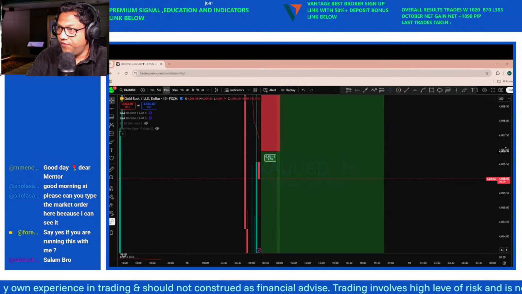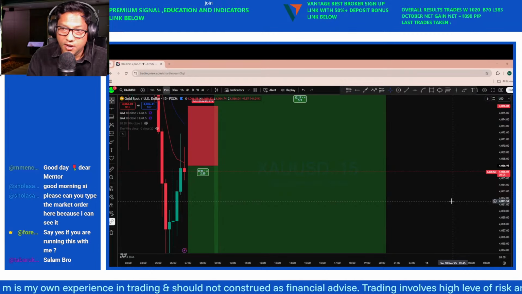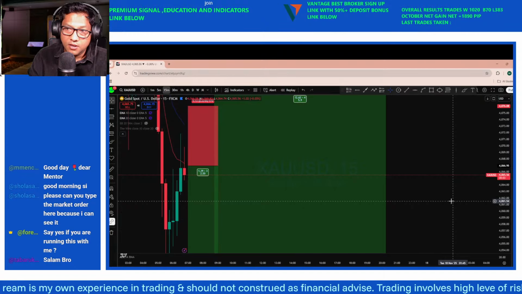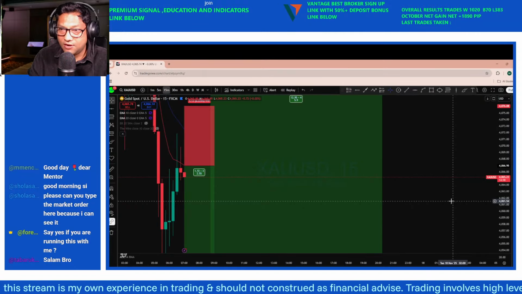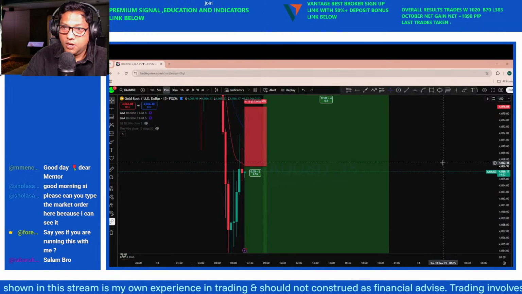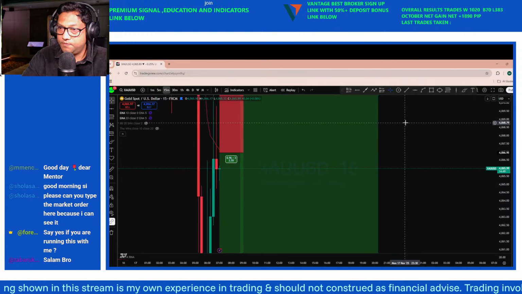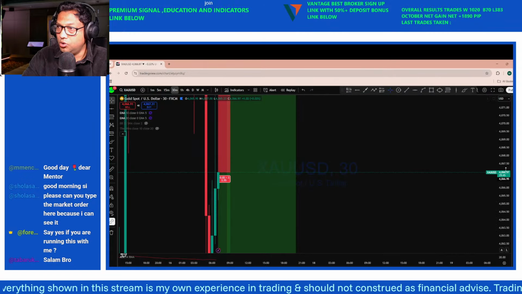So looking at the 15 minutes, we can see a pretty narrow bearish doji being formed, and a candle close with a doji. And now looking for possible continuation here. The 30 minutes candle closed as well.